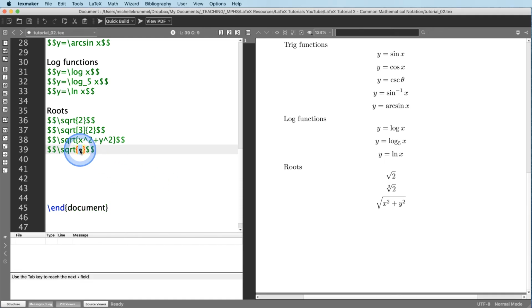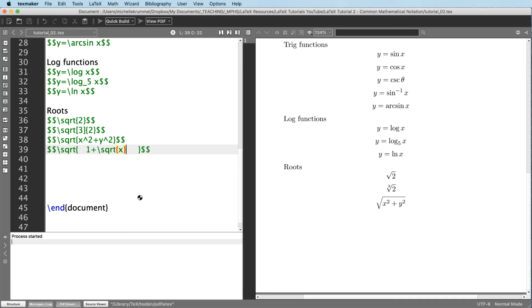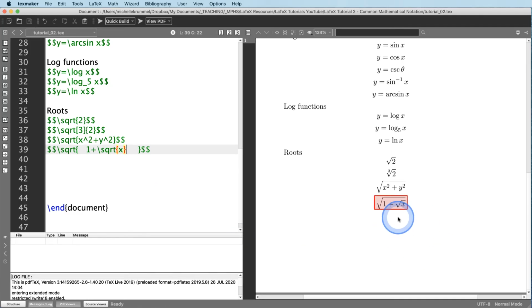Now, once you start putting things inside of other things, it can get a little bit confusing. So what I will sometimes do is just insert some extra spaces, just so it's easy for me to tell what's inside of what, because it's got a little cushion around it. So this is my outside square root, my big square root. And inside of this square root, I'm going to put 1 plus the square root of x. So 1 plus \sqrt of x, like so. And compile. And we've got the square root of 1 plus square root of x.